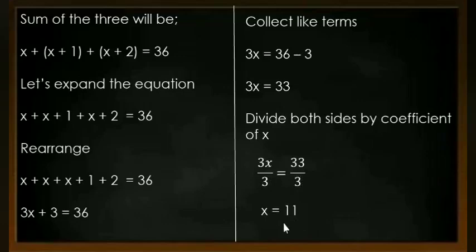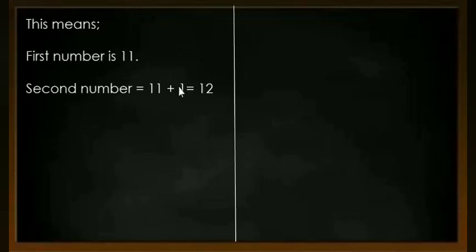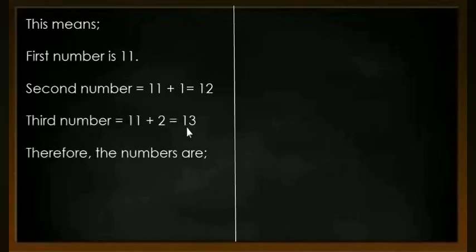This therefore means that the first consecutive number is 11. The second will be what? 11 plus 1, which will be 12. The third will be what? 11 plus 2, which will be 13. So this means that the first number is 11. The second number is 11 plus 1, which is 12. And the third number is 11 plus 2, which is 13. Therefore, the numbers are 11, 12, and 13. You can see how beautiful that is, right? And you can see that 11, 12, and 13 are what?